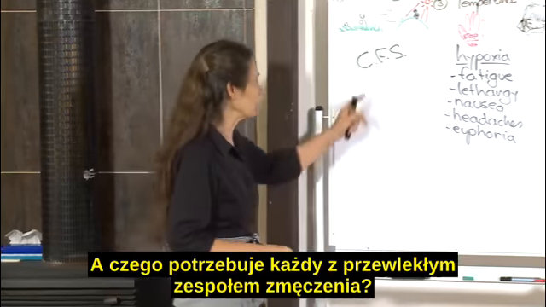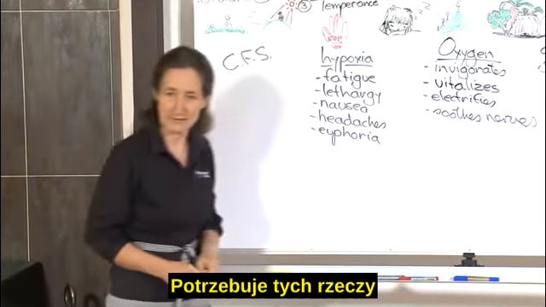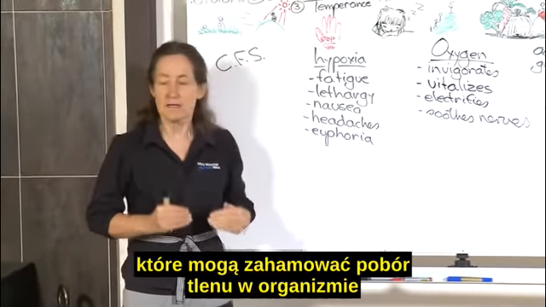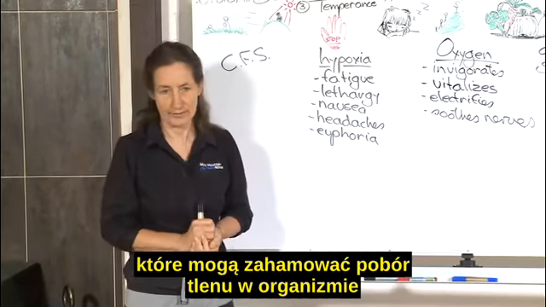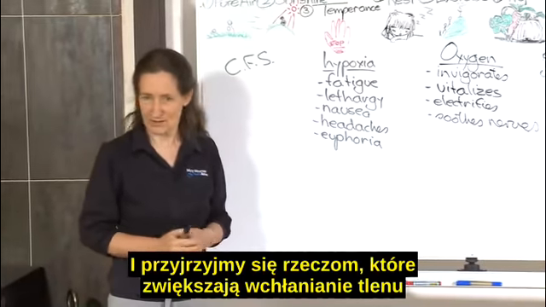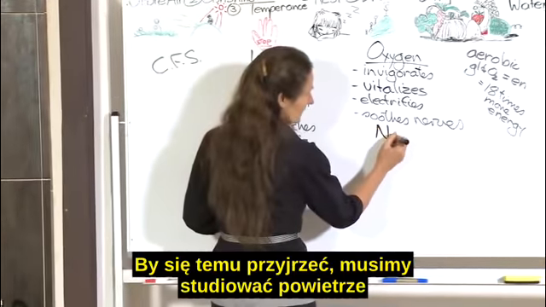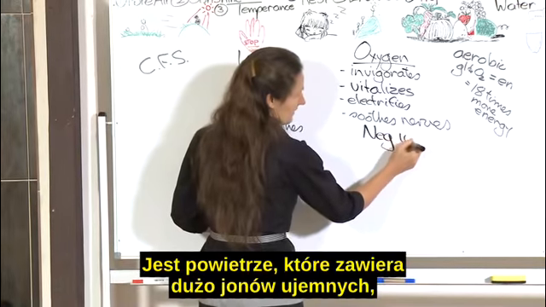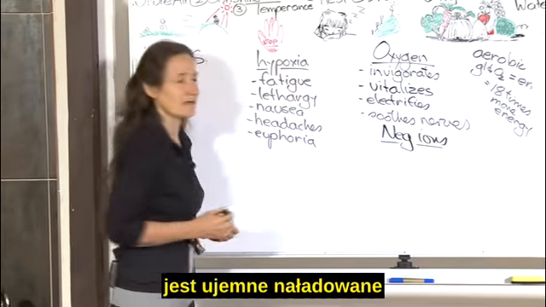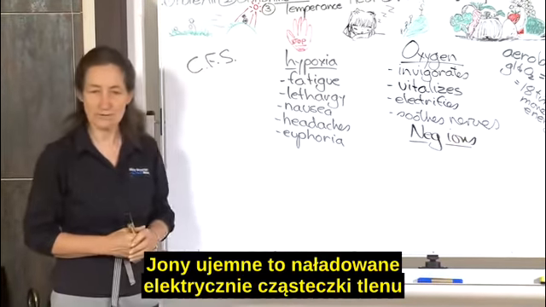But everyone with chronic fatigue syndrome, what are they wanting? They're wanting this. So let's have a look at the things that can inhibit oxygen uptake in the body, and let's have a look at the things that boost oxygen uptake in the body. To look at that, we need to study air. Some air is high in negative ions. It's the negative charged. Negative ions are electrically charged oxygen molecules.